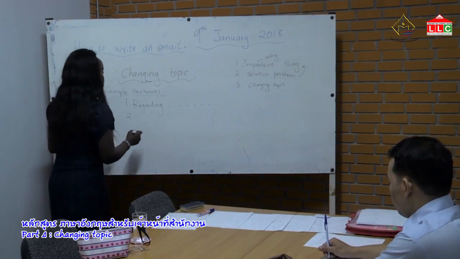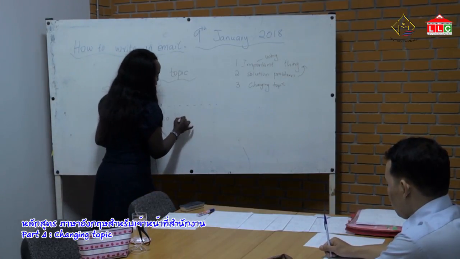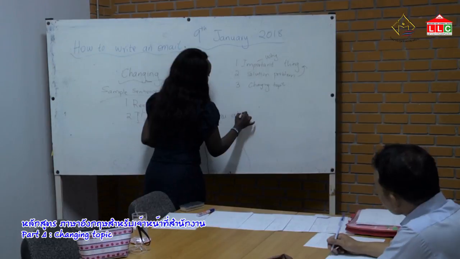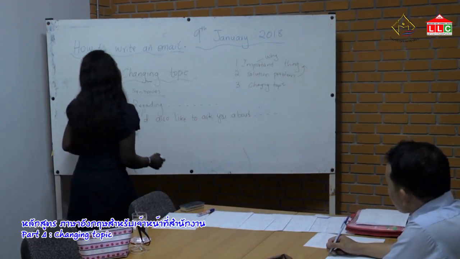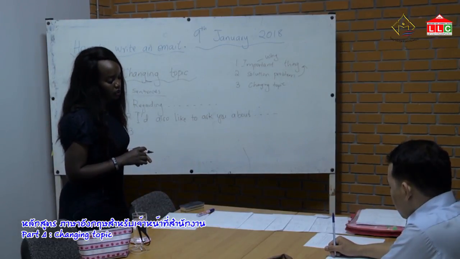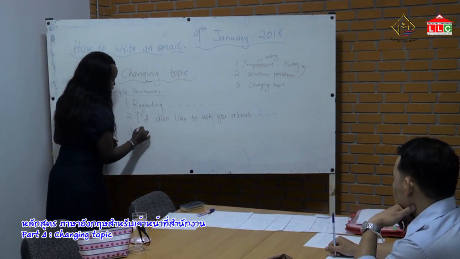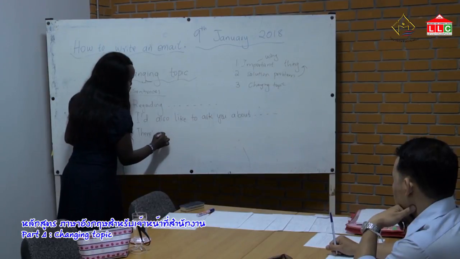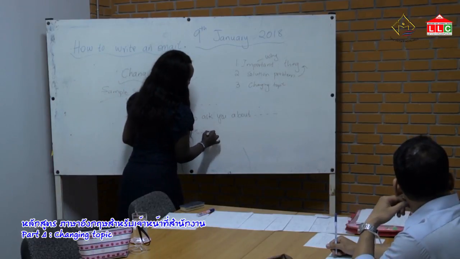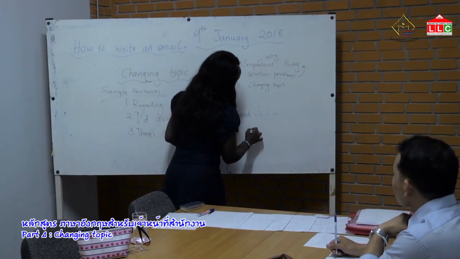Number 2: "I would also like to ask you about." Number 3: "There's one more thing I'd like to discuss with you." There is one more thing I would like to discuss with you.